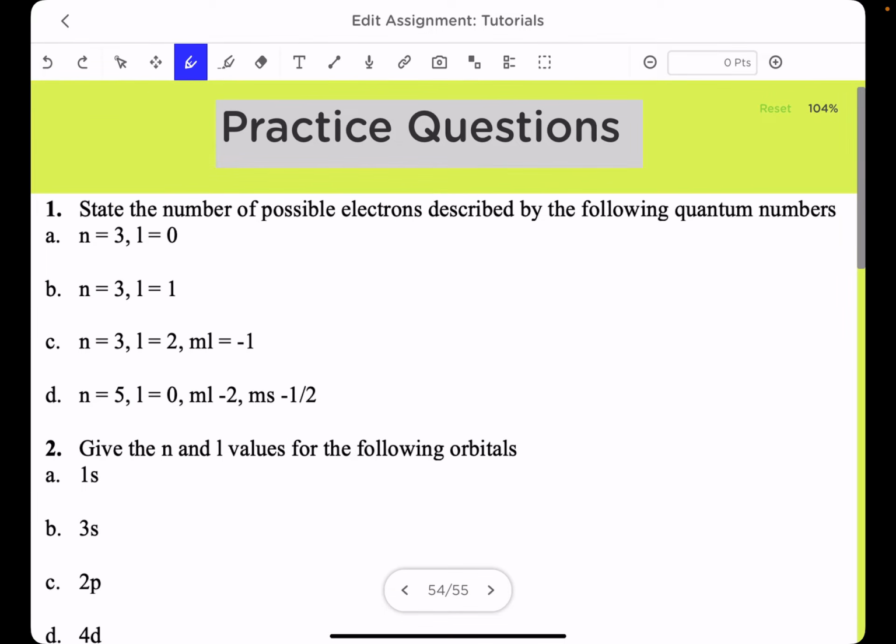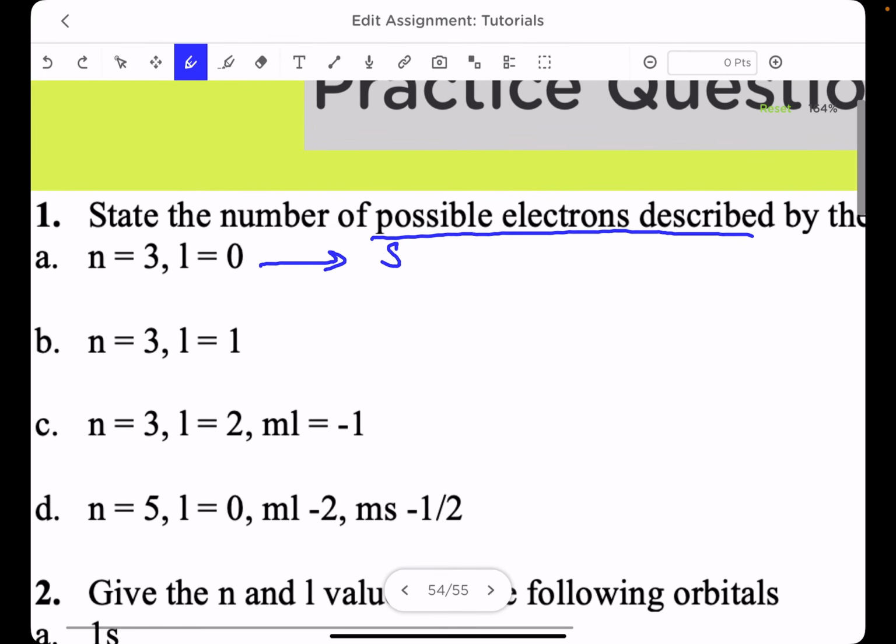Now I'm going to give some practice questions that are good for AP Chemistry. I'll solve these questions and explain them. Question number 1: state the number of possible electrons described by the following quantum numbers. A: N is equal to 3 and L is equal to 0. So how many possible electrons can I have? What does it mean L is equal to 0? L is equal to 0, meaning we're talking about S, and S is one box. In the box, I can contain a maximum of 2 electrons. So my answer is 2 electrons.